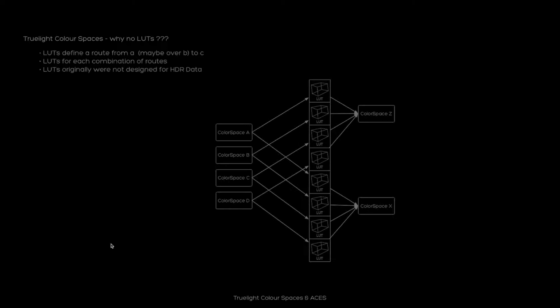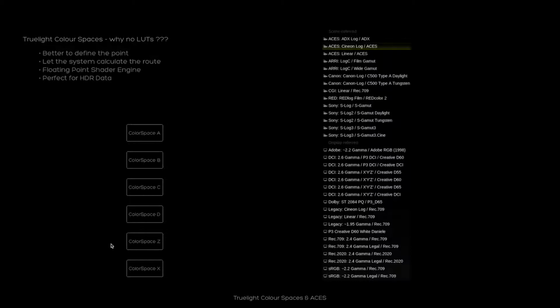In Truelight Colour Spaces, you do not design lookup tables, but color spaces. The actual transformation is done for you on the fly in a GPU shader floating point engine based on mathematical formulas rather than on LUTs. It's a system with higher precision, more flexibility, and fewer possibilities for errors. Truelight Colour Spaces ships with around 40 color spaces and 5 display rendering transforms by default. To have the same flexibility in a LUT-based system, you would need more than 5,500 LUTs.